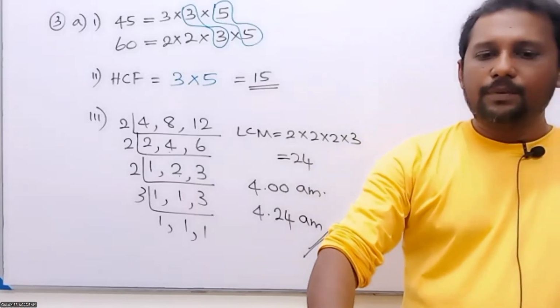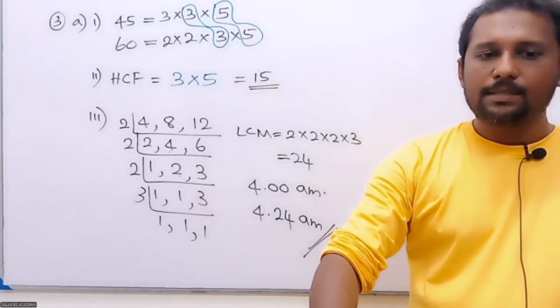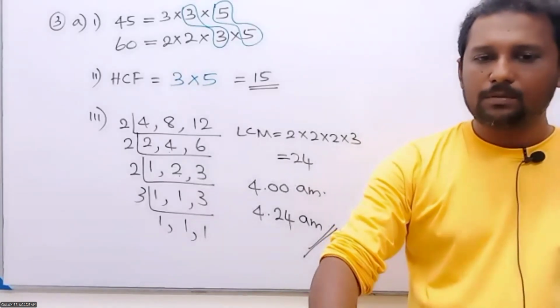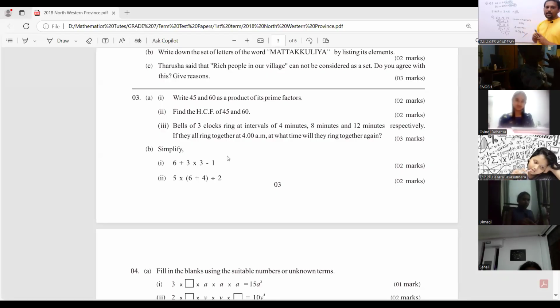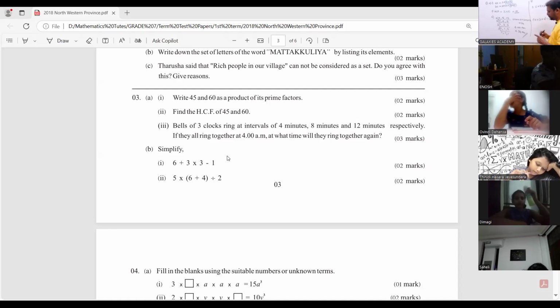Right, then we can go to discuss the next part. Next part, simple B. Simplify. Again, given the numerical expressions. The first part given 6 plus 3 multiply 3 minus 1. And the second one given 5 multiply bracket 6 plus 4 divide 2.